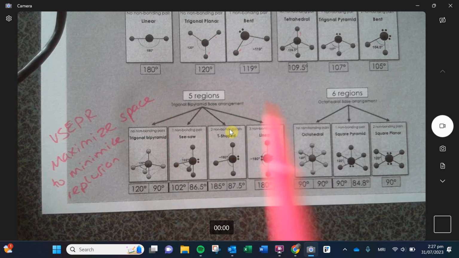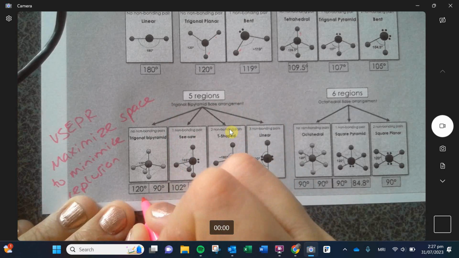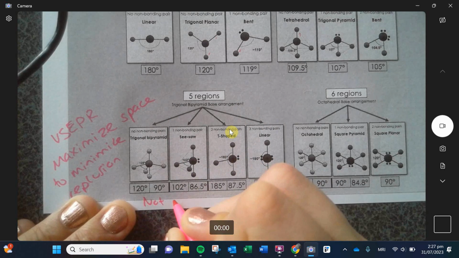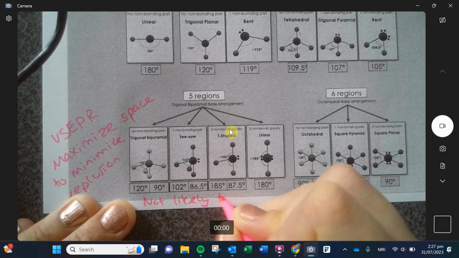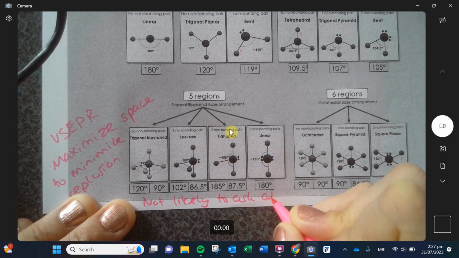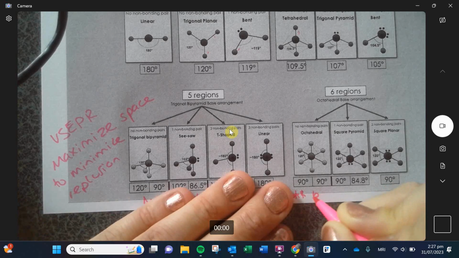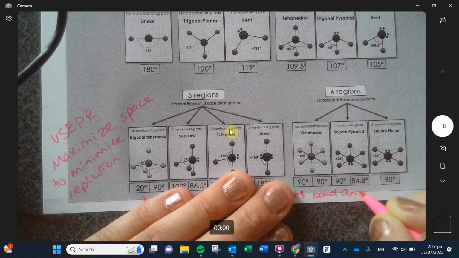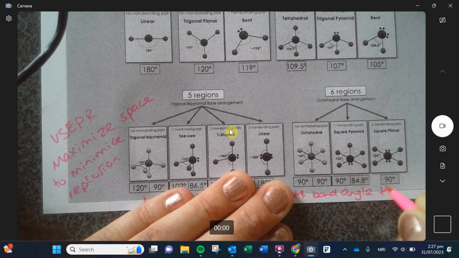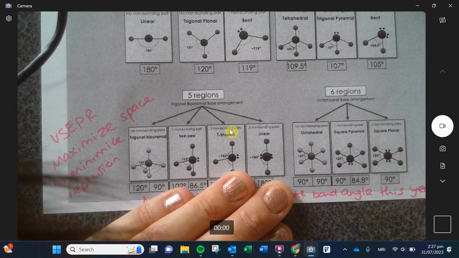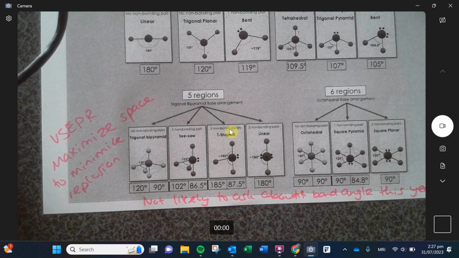I'll add the note: not likely to ask about bond angle this year. So don't worry about memorizing that. It's not a good use of your brain space. I guess the reason is that there are so many complicated bond angles, because there are usually multiple bond angles because of the lone pairs of electrons.